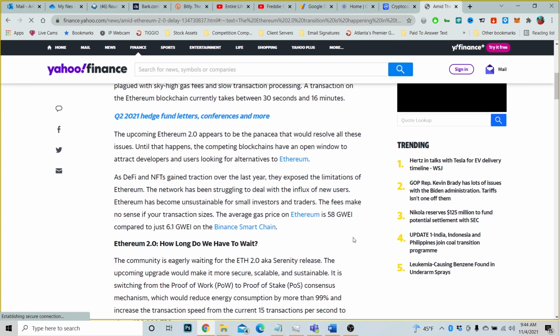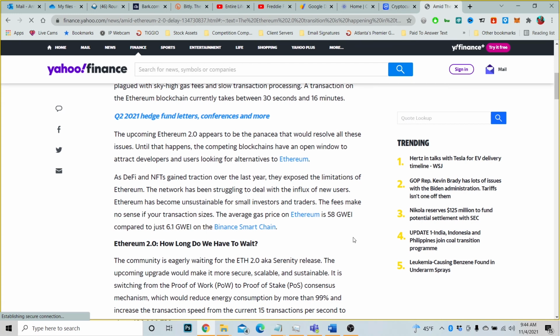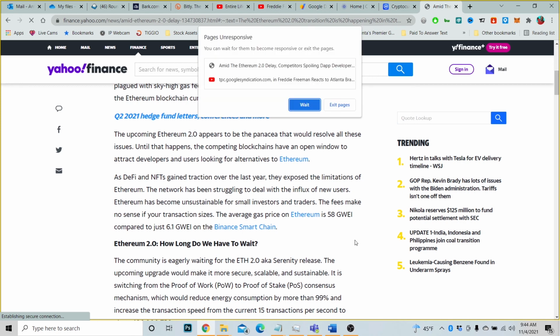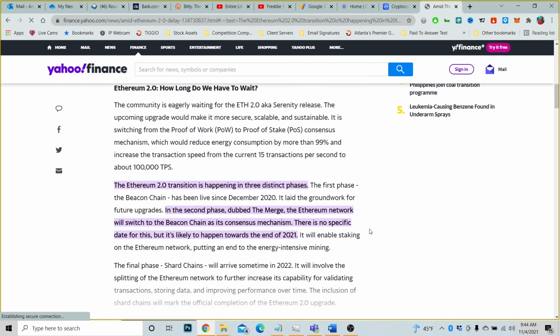As DeFi and NFTs gained traction over the last year, they exposed limitations of Ethereum. The network has been struggling to deal with the influx of new users. Ethereum has been unsustainable for small investors and traders. The fees make no sense for small transaction sizes. The average gas price on Ethereum is 58 GWEI, compared to just 6.1 GWEI on the Binance Smart Chain. All right, so this is what I want to talk about here.